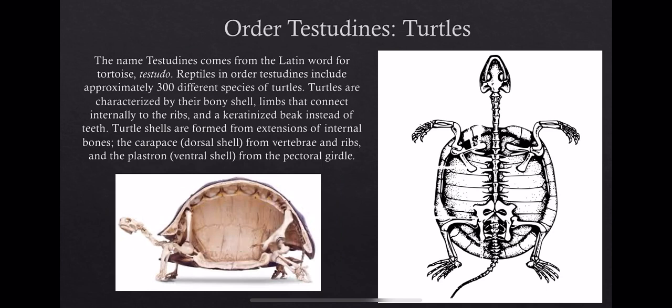The carapace would be the dorsal shell, and the plastron would be the ventral, so on the bottom. That connects to the pectoral girdle versus the carapace, which covers the back and connects to the vertebrae and the ribs. They also have a keratinized beak. Turtles do not have teeth. They instead use their little beaks to help crush and tear things like vegetation and leaves.